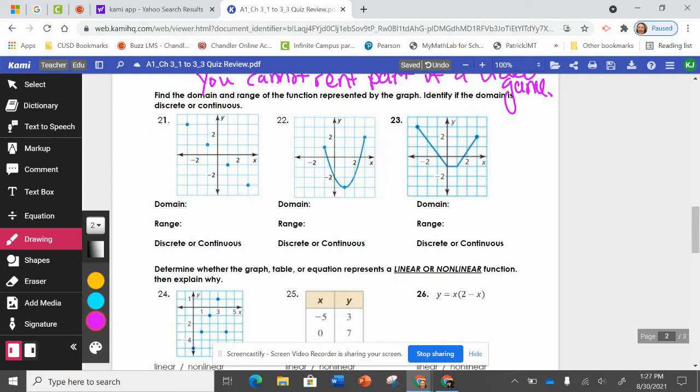All right, domain and range, discrete or continuous domain. For 21, we see dots. Because we see dots and they're not connected, this is discrete. The domain then is just going to be the list of values. So this is negative 3, negative 1, 1, and 3. Range are the y values. So we have negative 3, negative 1, 1, and 3 for the y.